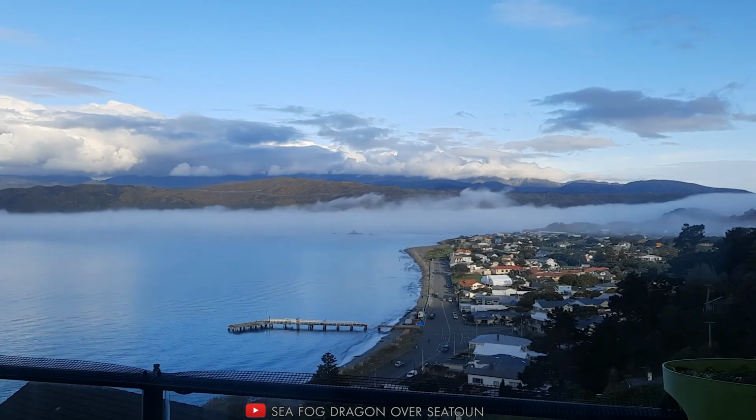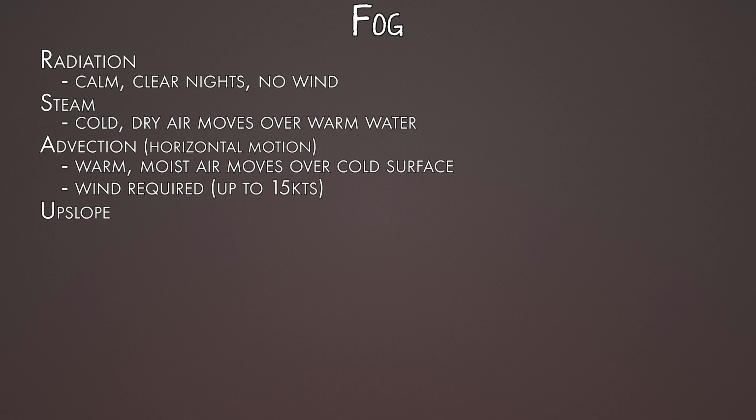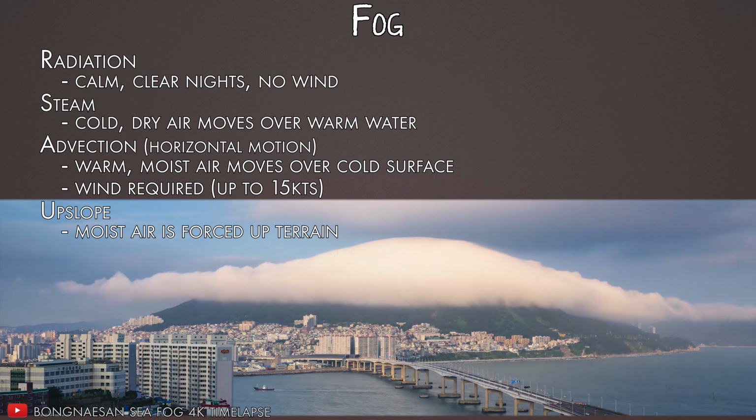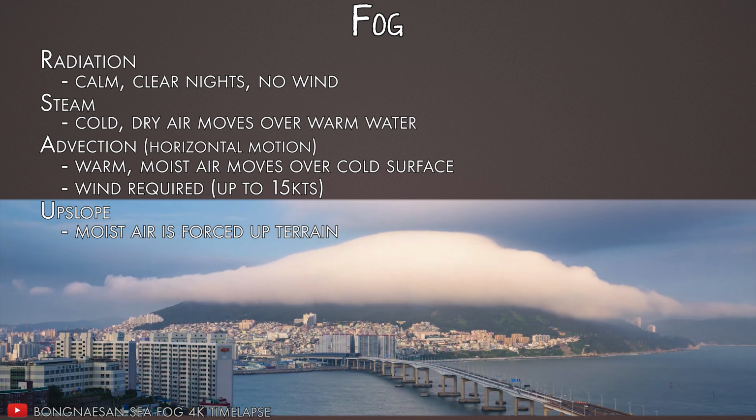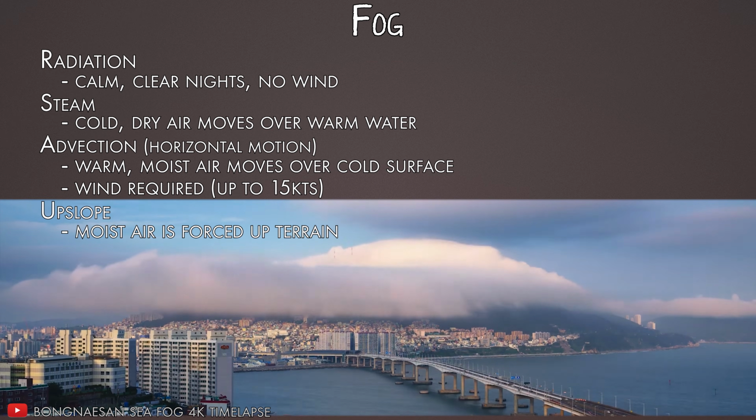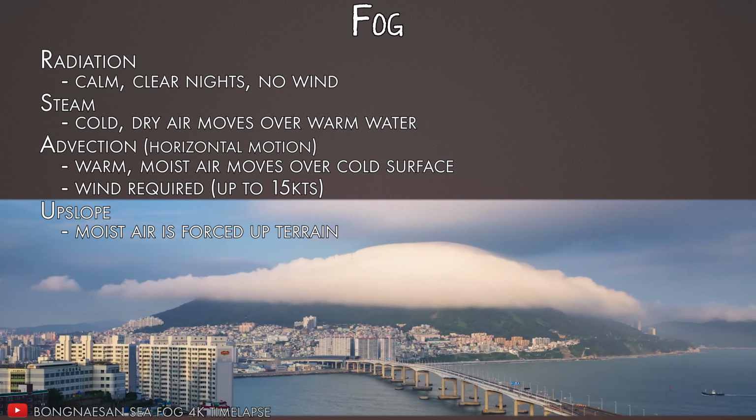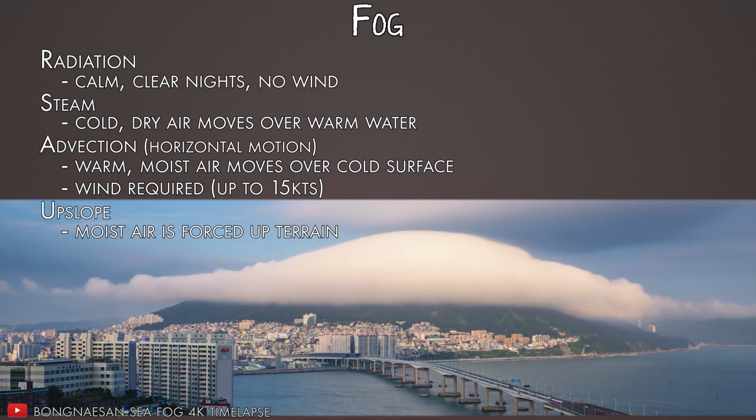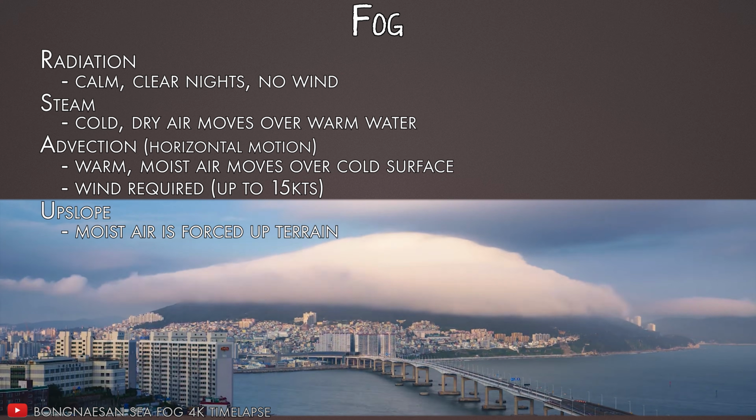One other type of fog that relies on wind to form is upslope fog. When you force moist air up sloping terrain, the air cools and reaches the dew point, forming fog. And this can last a very long time as long as we have the wind and enough moisture in the air. This type of fog doesn't burn off like radiation fog, but it does stop forming when the wind stops. Just like with advection fog, a stronger wind will lift upslope fog into low stratus clouds.